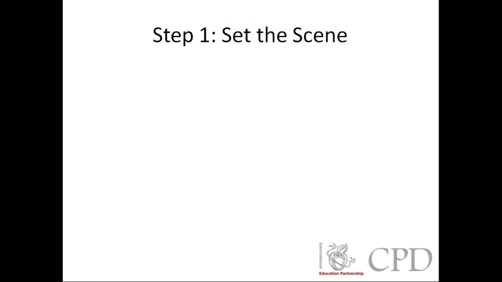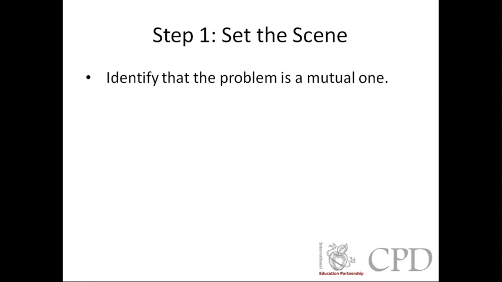So, to set the scene, the first thing you need to do is identify that the problem is a mutual one, and a mutual problem is best resolved through discussion and negotiation. This, again, like I said in the first video, puts both parties firmly on the same side against the problem rather than against one another.